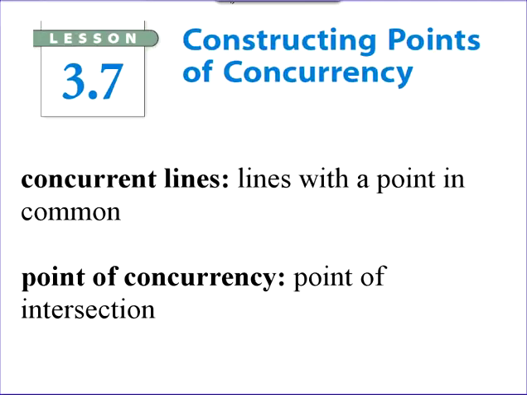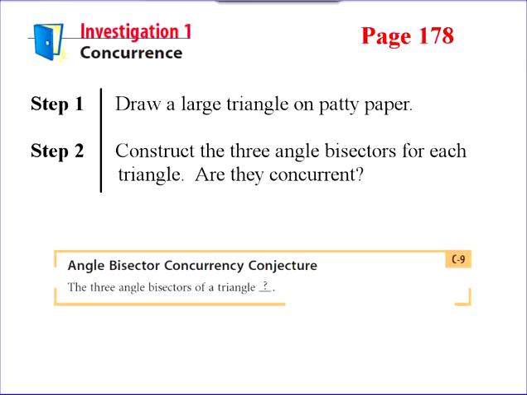So now what we're going to do is look at this on page 178. On page 178, your first step is to draw a large triangle on patty paper. Okay, so draw a large triangle on patty paper.